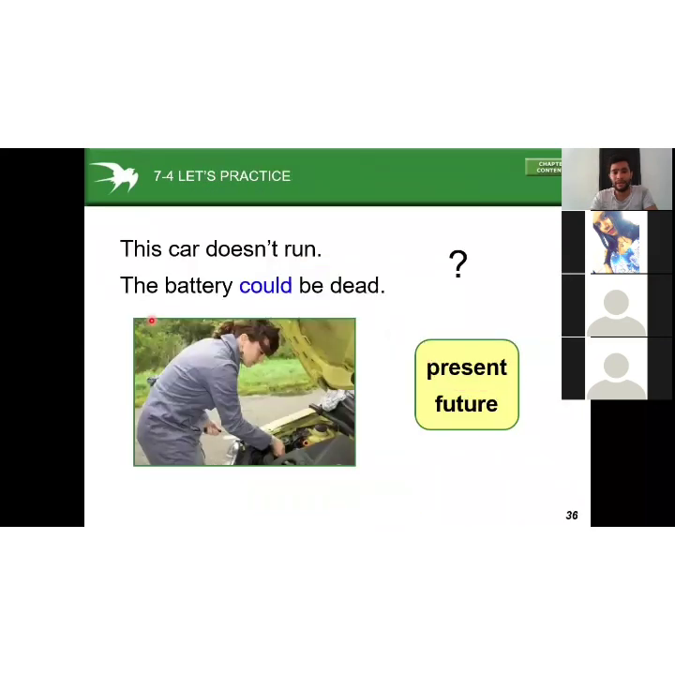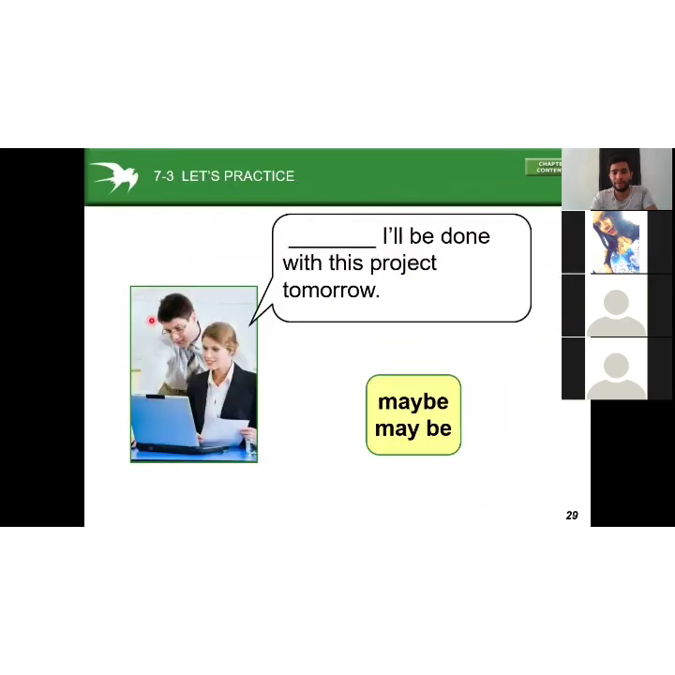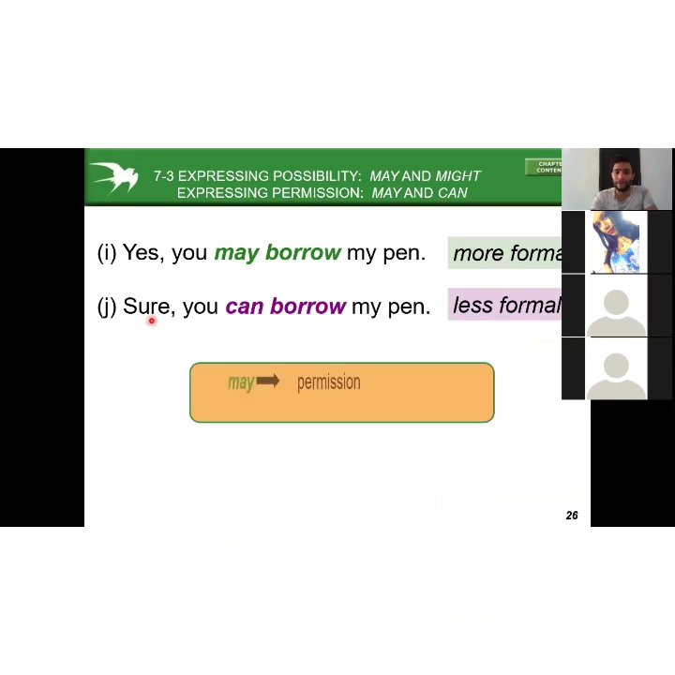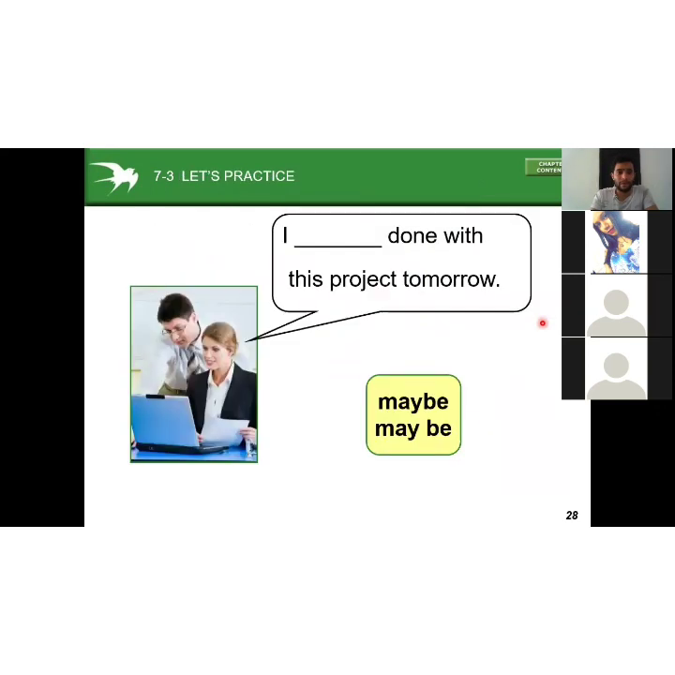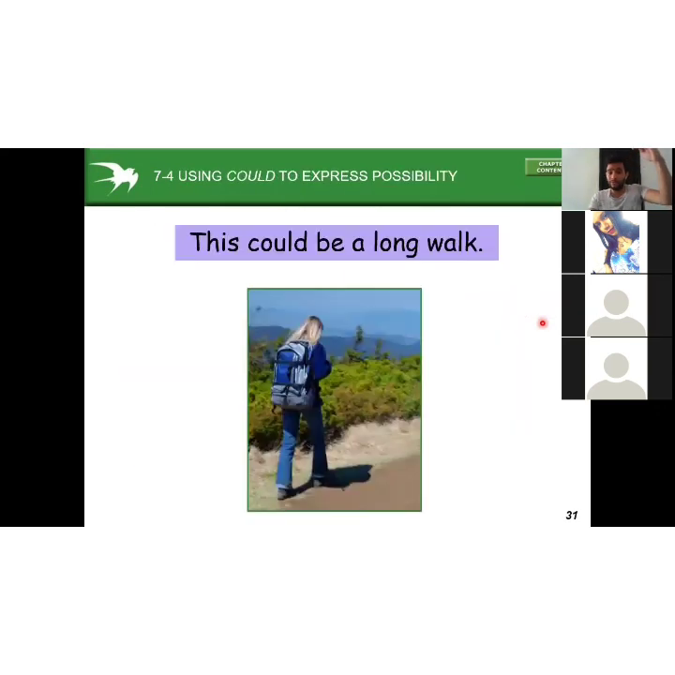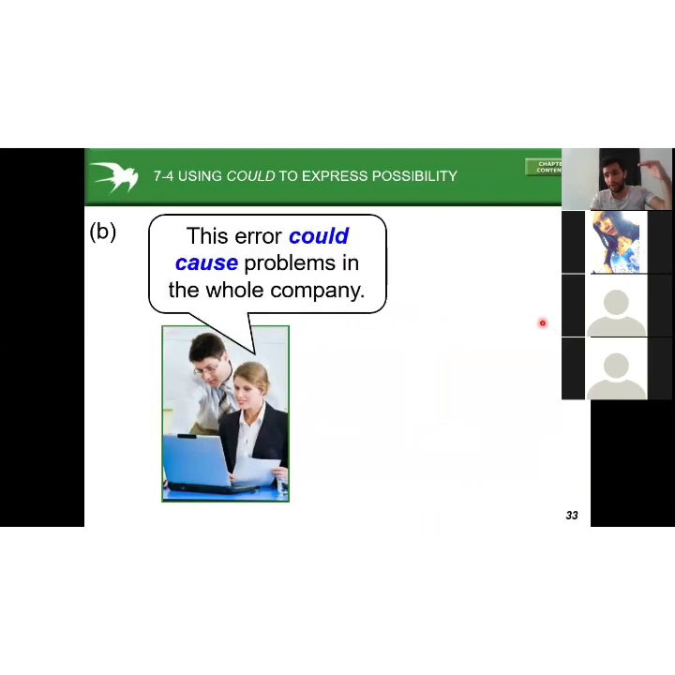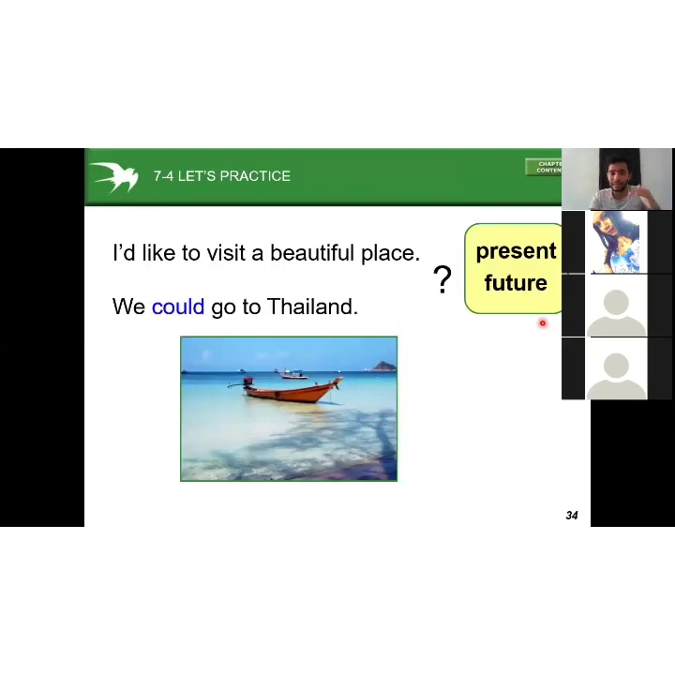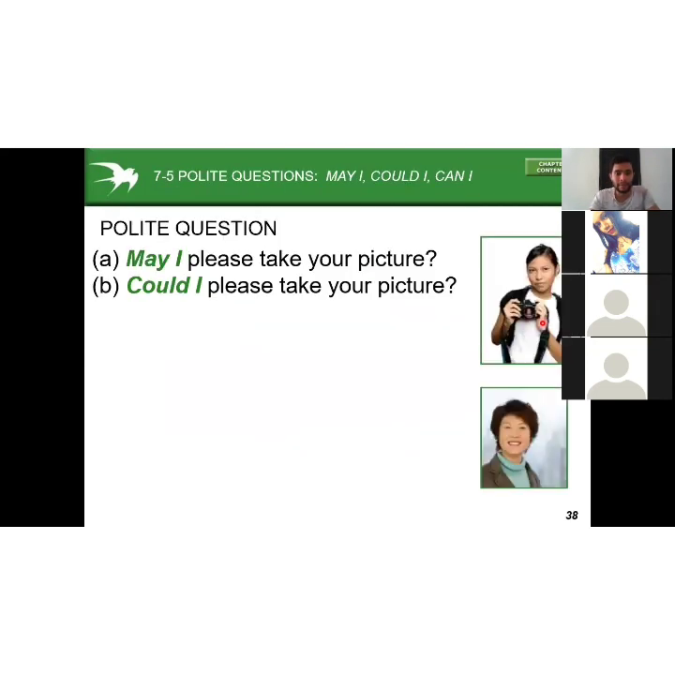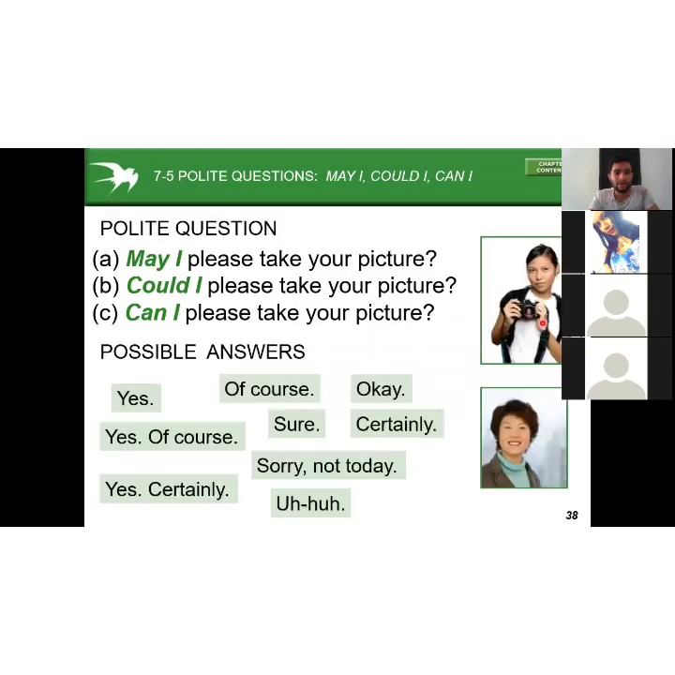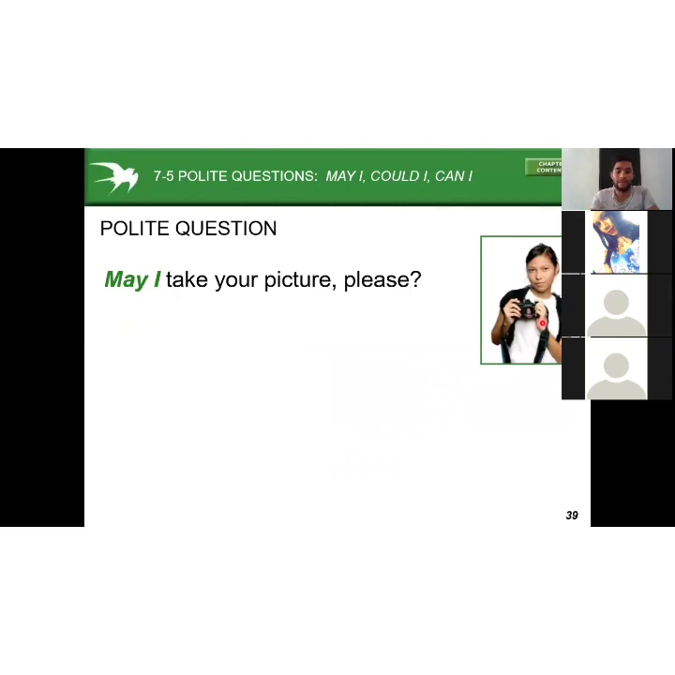Remember what we said here? Let me go back here for a second. I said that may was formal and that can was less formal, all right? Now, may is formal, could is formal, and can is the least formal of all. That's what it is. Okay, so let's continue.